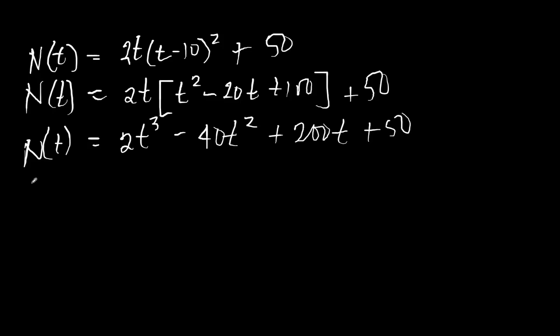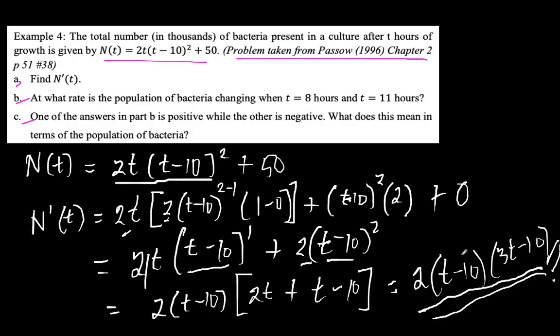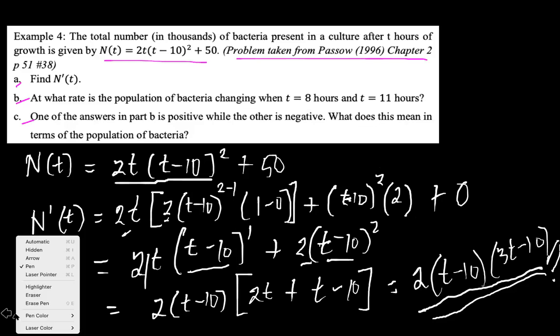Okay, so I think we're now ready to differentiate n. 6t squared minus 80t plus 200, and the derivative of 50 is 0, right? So we have 6t squared minus 80t plus 200. Let's see if we'll have the same answer. Oh, here we go. Let's try solving this one, guys, and see if we'll have the same answer.